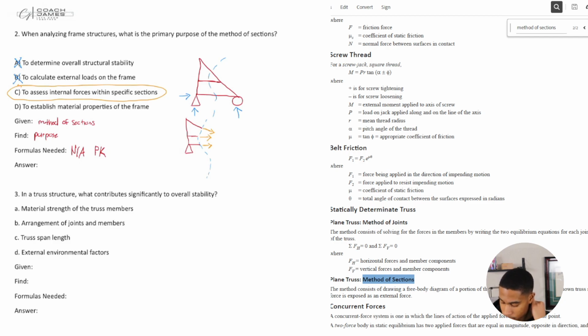All right, let's look at number 3. Number 3 says, in a truss structure, what contributes significantly to overall stability? Okay, so let's take a look at this. If we look at what information we're given, that is a truss structure, and we're trying to find what really contributes to stability. What contributes to stability?